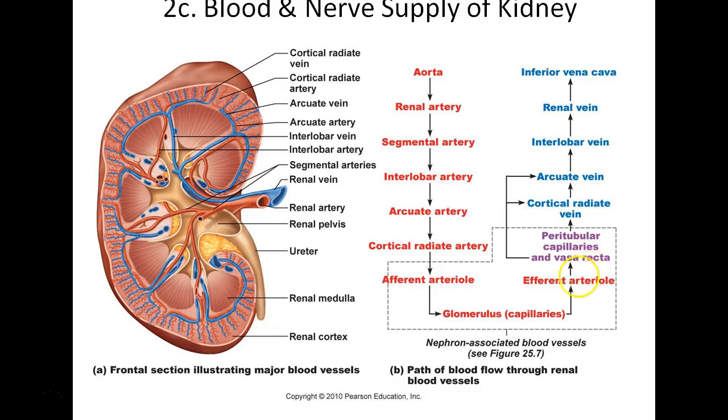We also get a little bit of interaction with a structure called the vasa recta, which we discuss later. And at this point, most of the blood has been filtered thanks to the nephrons, and we follow a very similar pathway on the way back: cortical to arcuate, arcuate to interlobar, and to renal vein. This time, however, we are dumping into the inferior vena cava. So in summary, this pathway serves to allow the kidney to filter its blood.